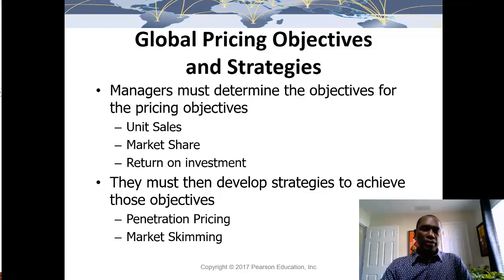So here we have the nuts and bolts. Managers must determine the objectives for the pricing objectives. It's kind of redundant, right? Managers must determine the objectives for the pricing objectives. So let's just say you're an entrepreneur and you're trying to figure out what it is that you're doing in your business. One of the first things is very simple. And what is that? Trying to make money.